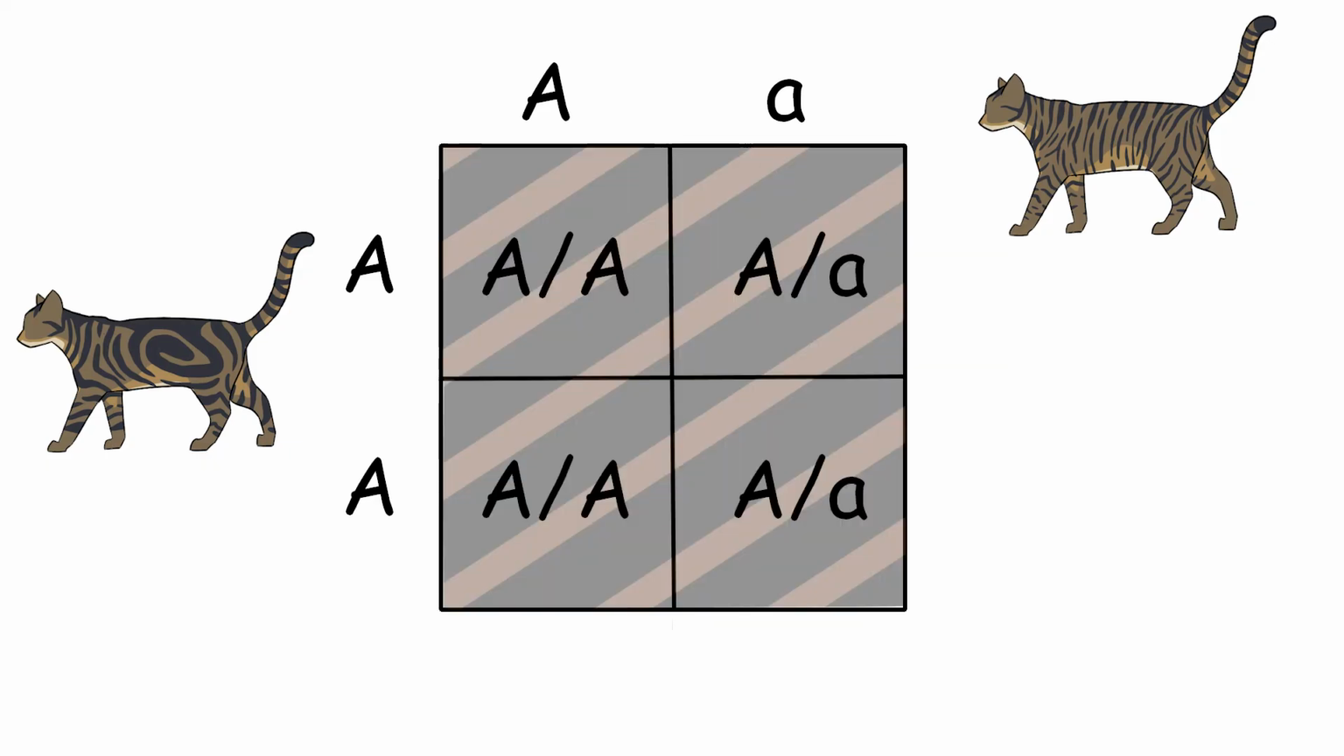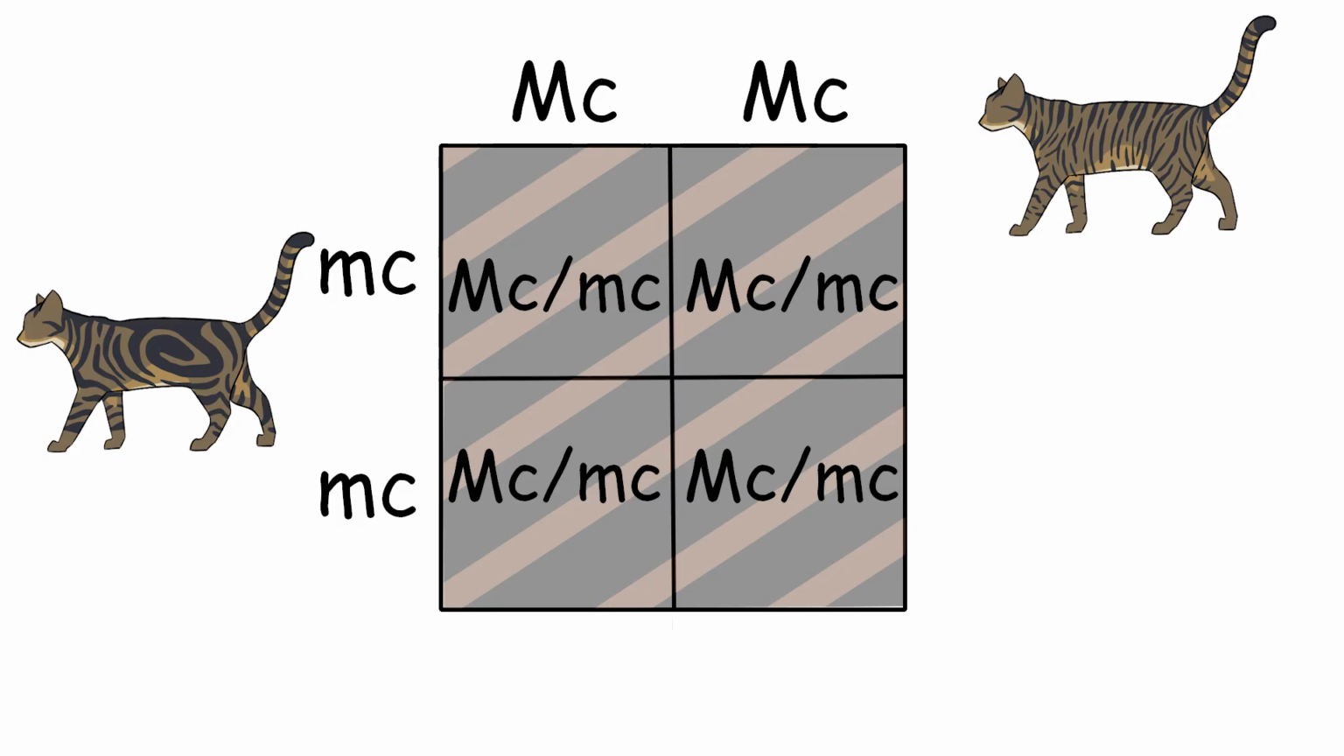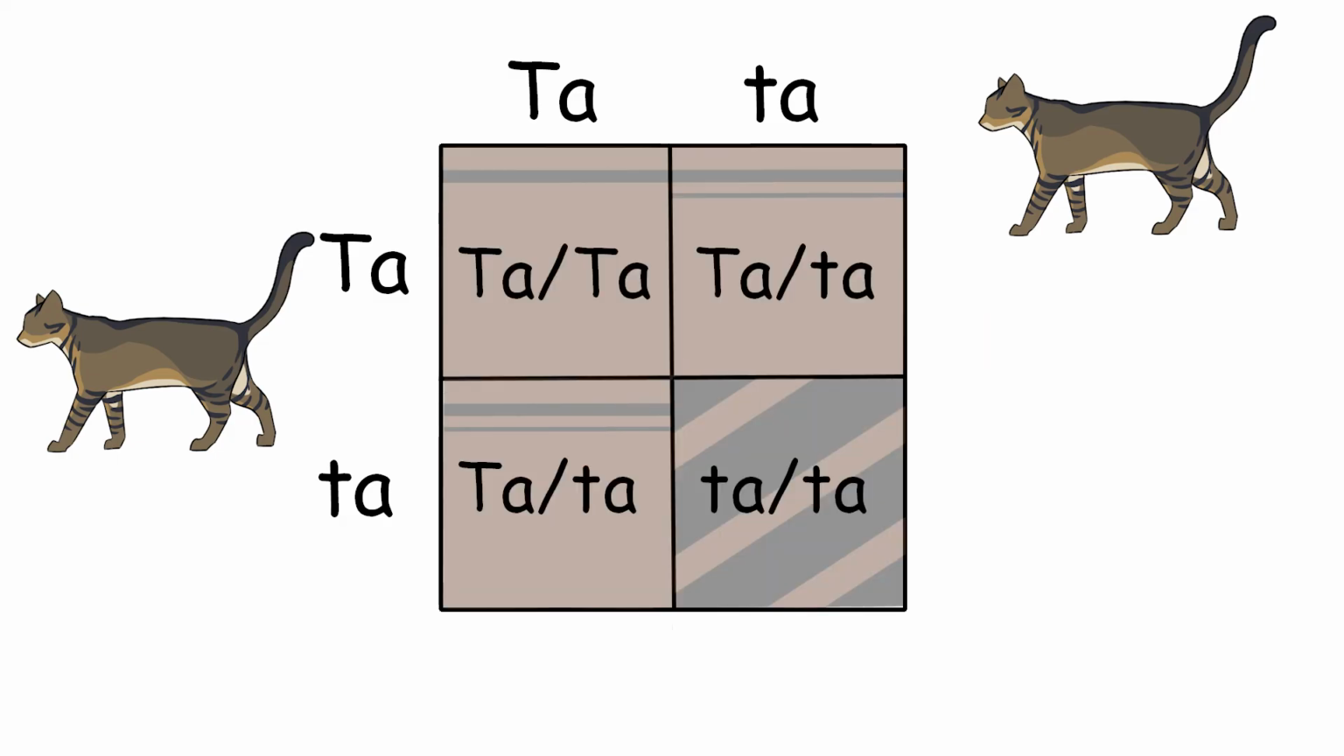All their kittens will be tabbies. Here, we have a homozygous mackerel parent and a homozygous classic parent. Their kittens are always going to be mackerel. This is two heteroticked parents. If you said 75% ticked and 25% non-ticked, great job!